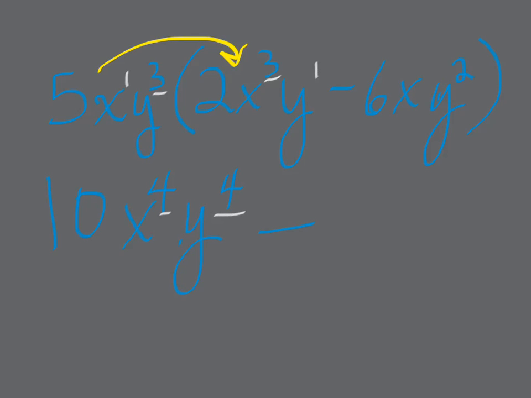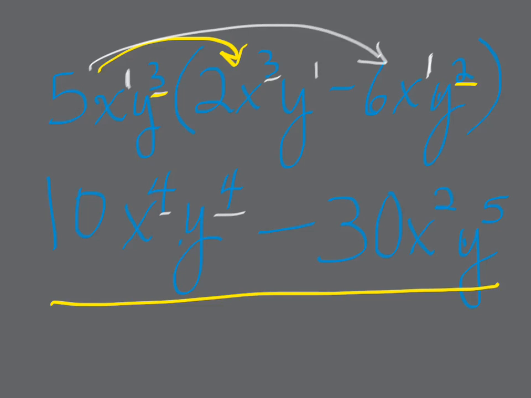Then we bring down our subtraction sign and we multiply our monomial in again. 5 times 6 gives me 30. Then x to the first times x to the first gives me x to the second. Then we have y to the third times y squared, and that's going to give me y to the fifth. So that gives us our solution by distributing 5x to the first y cubed into the binomial.